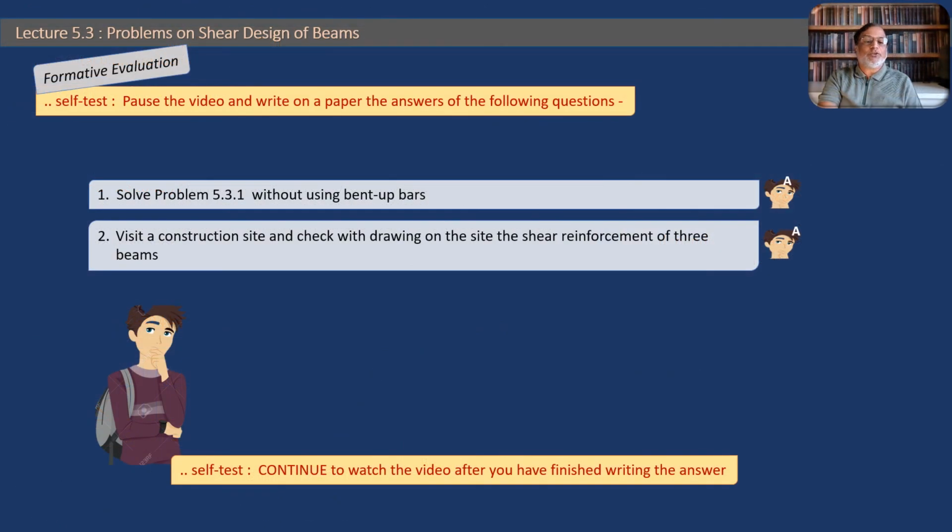Now friends, before we close this lecture, there is a formative evaluation self-test. So pause the video and write on a paper the answers of the following questions. First question is, solve the problem 5.3.1, that is the problem which we solved right now, without using bent-up bars. This is an application level question. Second question is a practice oriented question. Visit a construction site and check with the drawing on the site the shear reinforcement of real actual beams on the site, 3 beams on the site. So do this exercise as a formative evaluation.